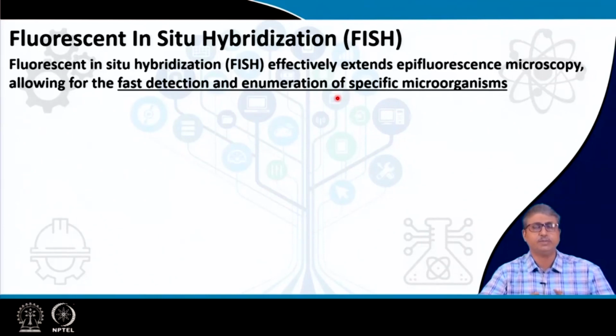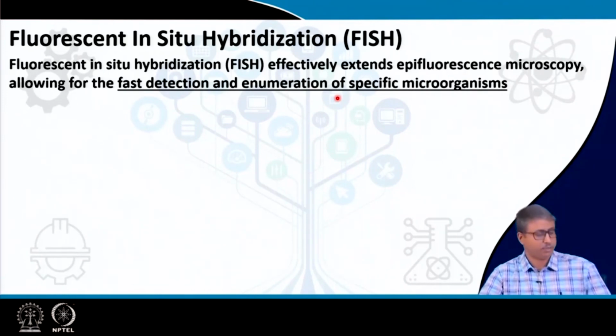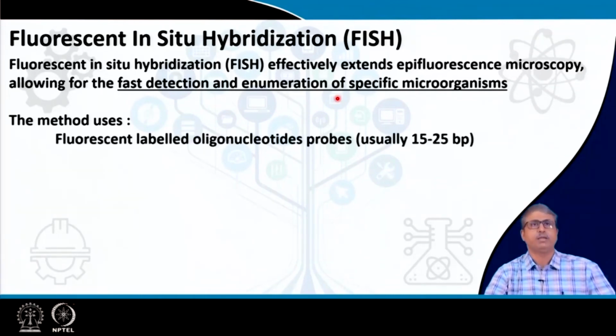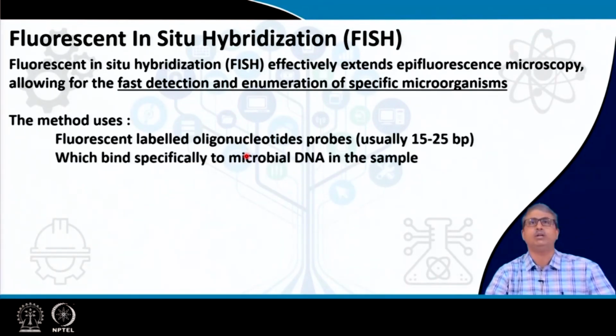We can have a very specific detection of individual organisms, and we can even improve it further to link it to the function of a specific group of organisms, like which organism is doing what; that also we can determine. So, the method uses a fluorescent labeled oligonucleotide probe, which is a 15 to 25 nucleotide long stretch of short piece of DNA, labeled with a fluorescent molecule.